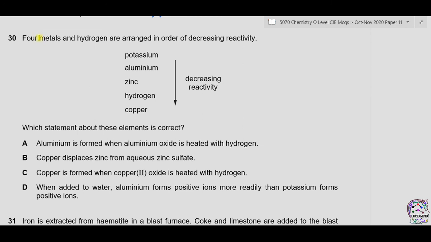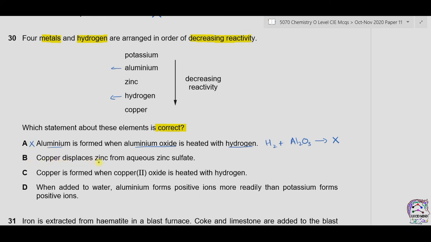Question number 30. 4 metals and hydrogen are arranged in order of decreasing reactivity. Which statement about these elements is correct? A. Aluminum is formed when aluminum oxide is heated with hydrogen. As we know that hydrogen is below aluminum, so therefore hydrogen cannot displace oxygen from aluminum. The reaction would not occur, so A is incorrect.